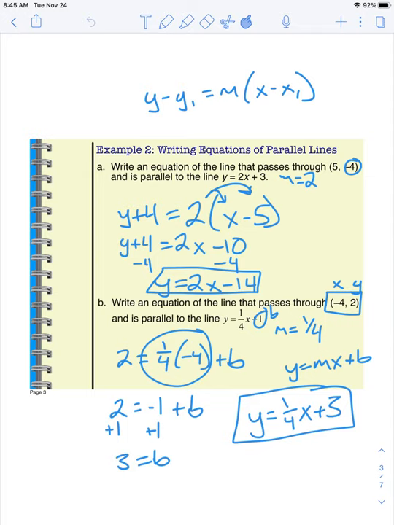So there are 2 methods to writing the equation. You can use point slope and convert it, or you can plug in x and y, solve for b, then write it in slope intercept form.